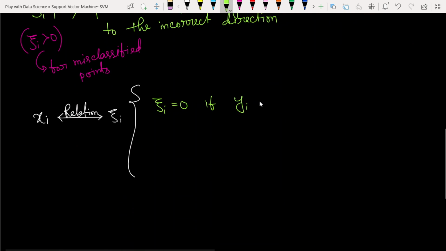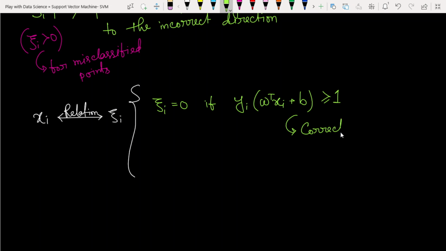So if zeta is equal to 0 and if yi times w transpose xi plus b is greater than or equal to 1, then these points are correctly classified as per pi plus and pi minus.